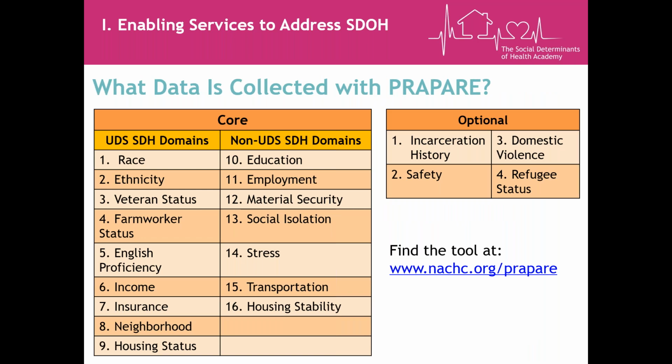So this is not a webinar on Prepare, so I'm only going to have just 2 slides just to give you a brief overview. But if you're interested in learning more, please feel free to find more information at our website at nac.org/prepare, which you see on the screen. But this just gives you an overall sense of what kind of social determinant of health information is collected by Prepare. And it may seem like a lot at first, but I do want to point out that on the left, you see the first 9 domains are all from UDS.